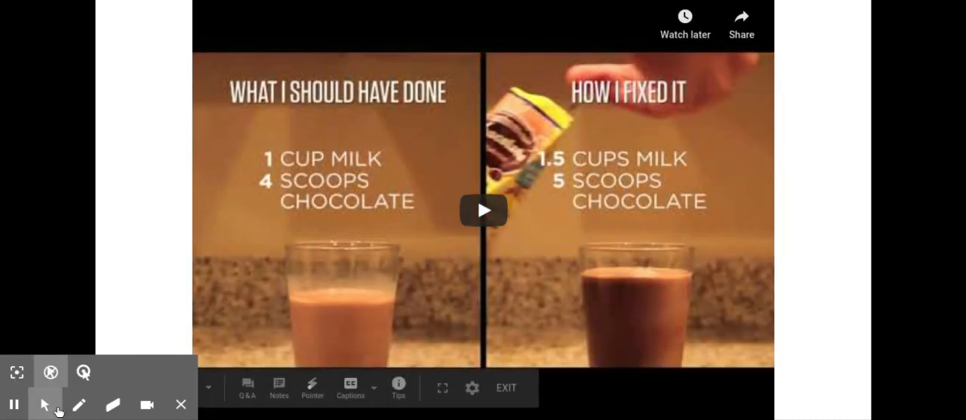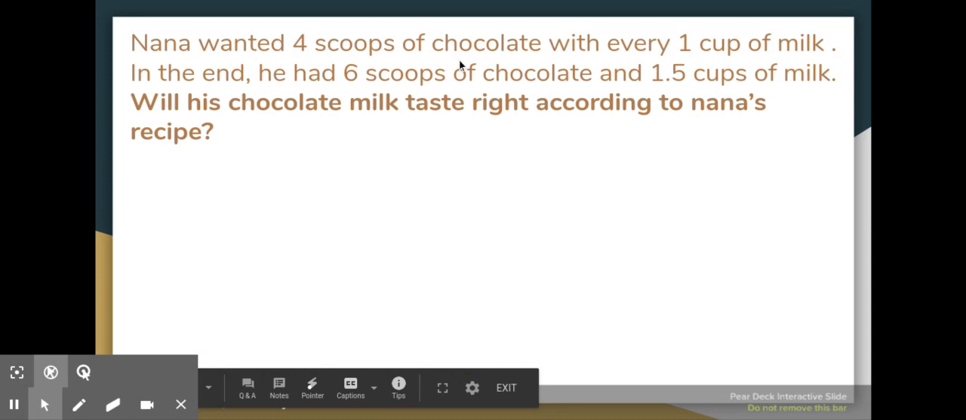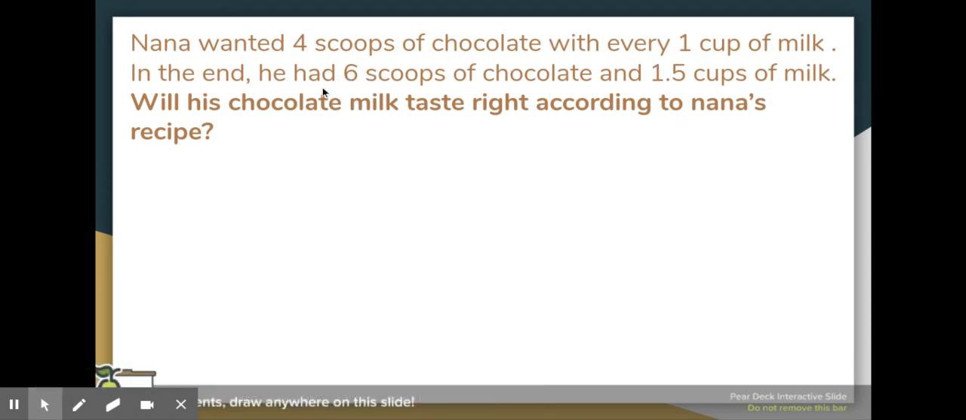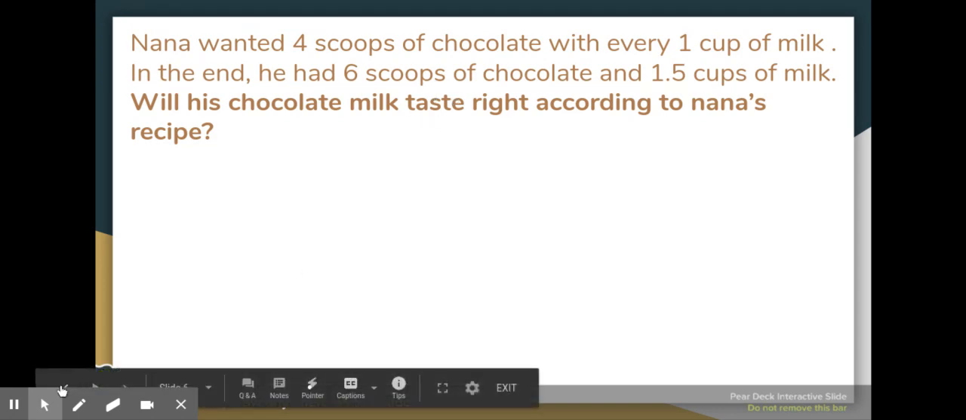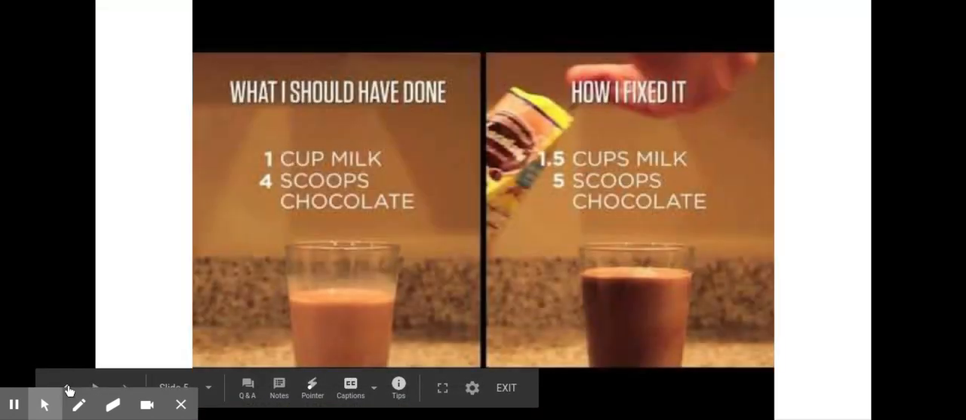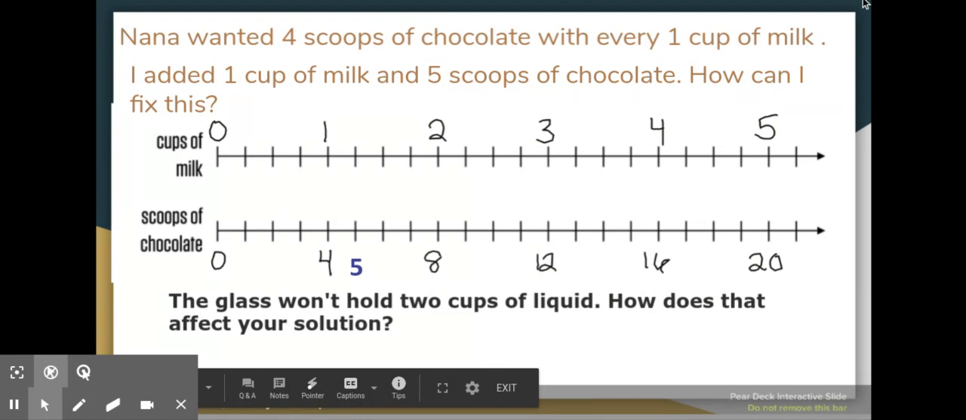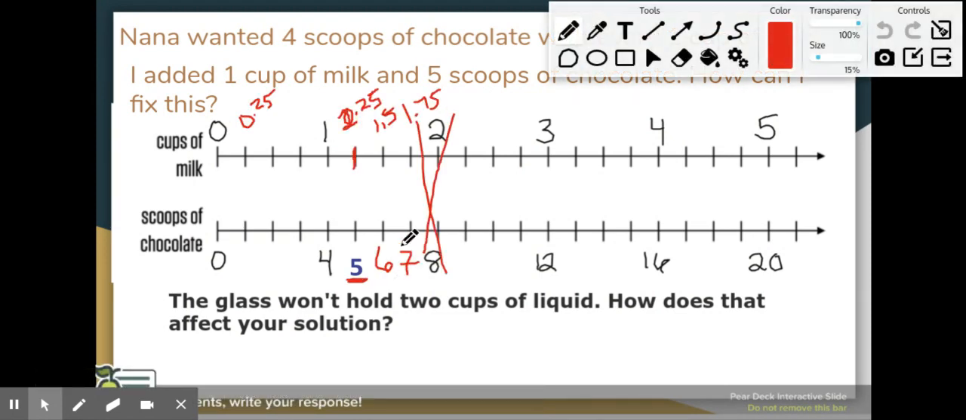Okay, so he chose to add half a cup of milk more and 2 more scoops of chocolate. And again, that works. That was one of our solutions on our double number line. Here, 6 scoops of chocolate goes with 1.5 cups of milk. Also, if we check, there is a pattern here. Every number on the bottom is 4 times larger than the number on top. So 1.5 multiplied by 4 gives us 6.